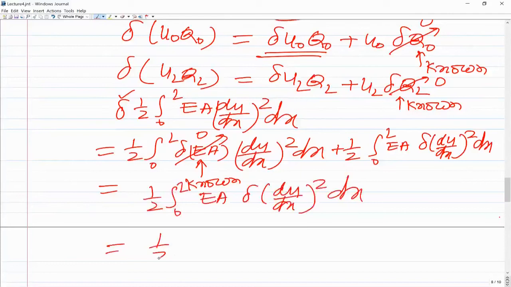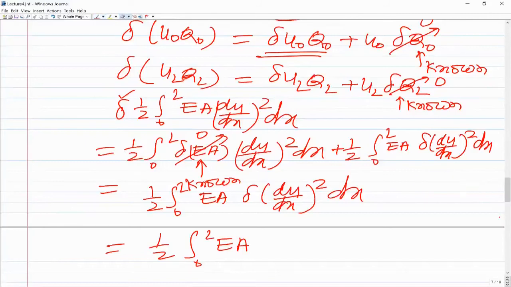Now half integral 0 to L EA, when we write this delta, if you look at d of x square, it would be 2 into x dx. Exactly, d of x square means d by dx of x square if you write. So I think let me explain it from there.